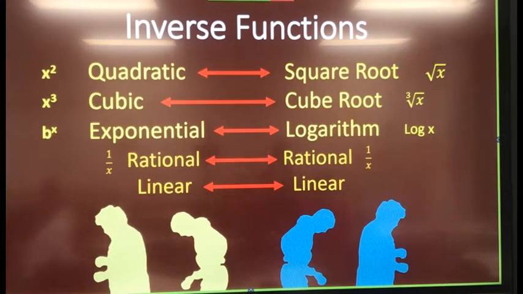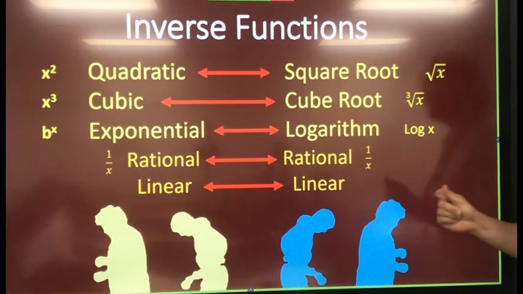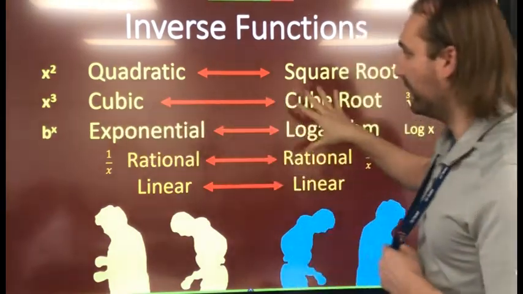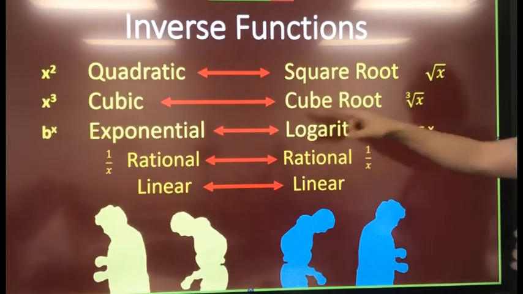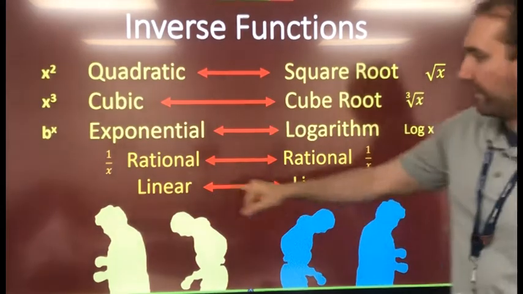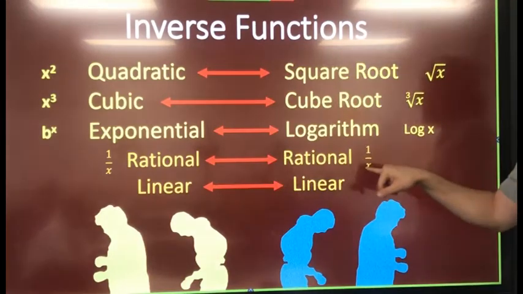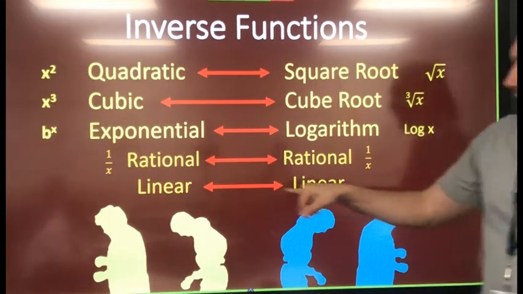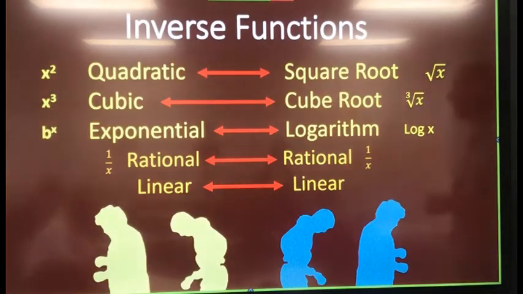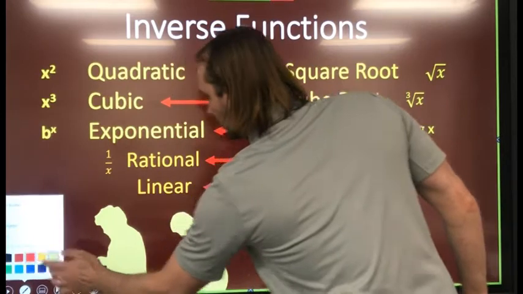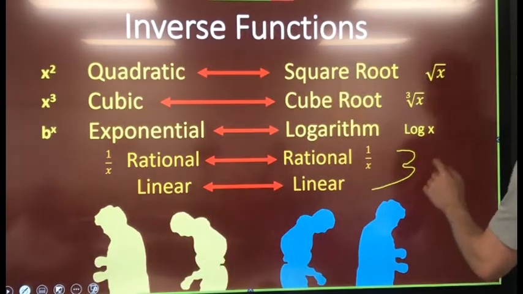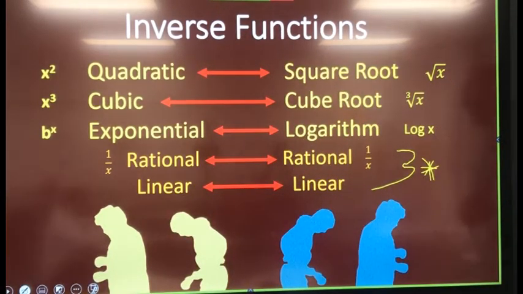Now, I have created a method that makes solving for inverses go like that. But first, you need to memorize the inverse of each type of function. Quadratics, I showed you all this yesterday, is a square root. Cubic is cube root. Exponentials is log. Very important to remember that a rational function, 1 over x, is a rational function. Linear, x, is just another linear. So put a star on these two, so that you know these are inverses of themselves. Rational is a rational, linear is a linear.